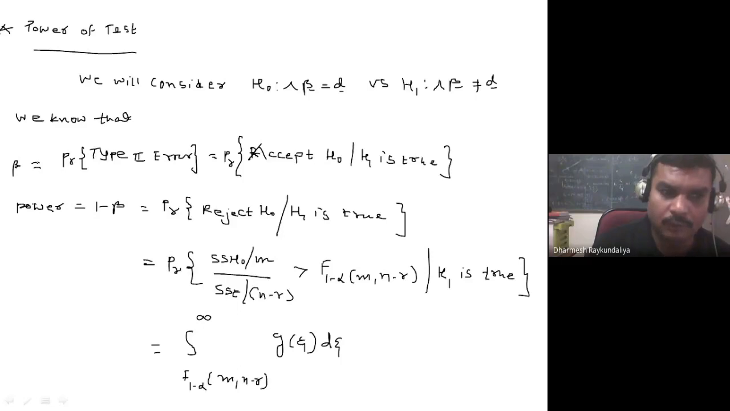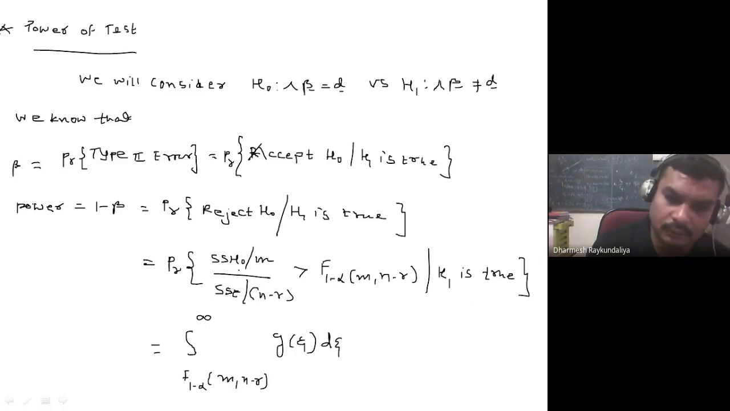So 1 minus beta is known as the power of the test, and that is nothing but the probability of rejecting H0 when H1 is true, because the alternative to accepting H0 is rejecting H0, and we have taken 1 minus beta. But we know that we reject H0 when the calculated value exceeds the critical value. That is, SSH0 upon m divided by SSE upon n minus r exceeds F 1 minus alpha, m, n minus r, we reject H0. Again, the condition is that H1 is true.